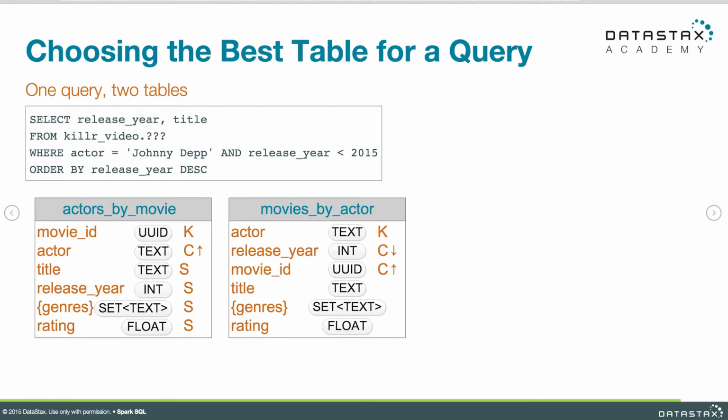Movies by actor, we see actor is the partition key, and release year here is a clustering key. So both of the columns in the predicate, actor and release year, can get pushed down into Cassandra. This query can actually be satisfied as a CQL query and not even a Spark SQL query. So predicate pushdown really is our friend if we choose the table correctly. And that's a thing that we have to do when we're designing our queries.